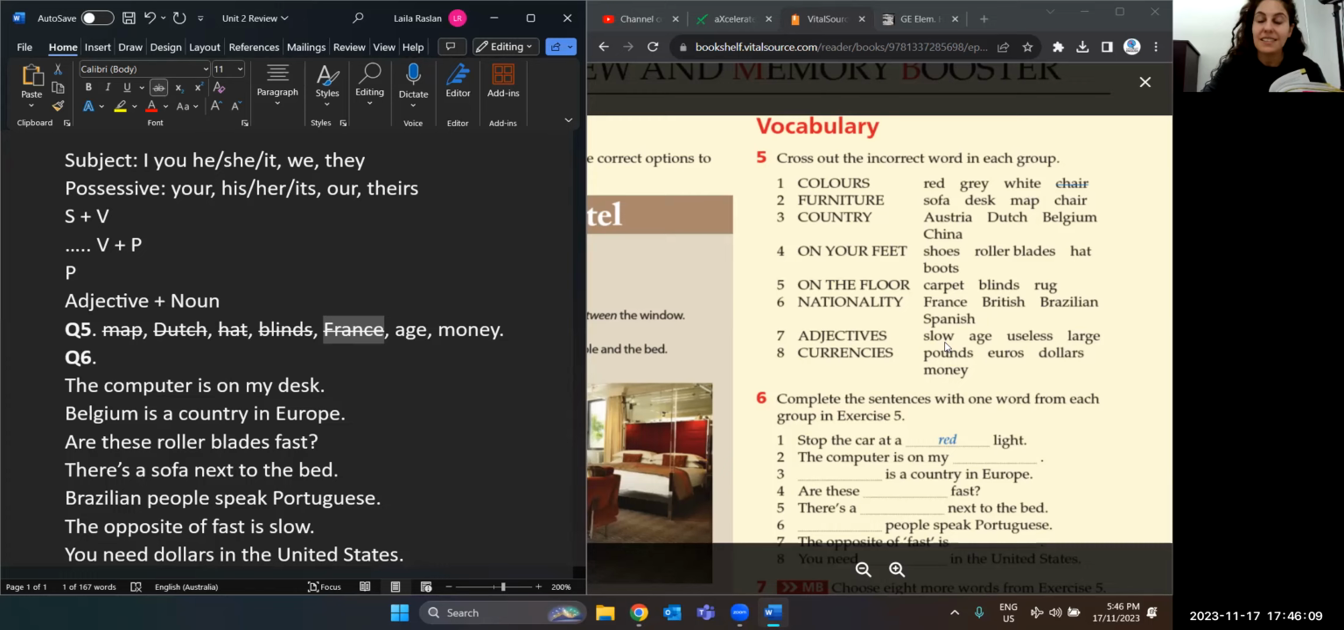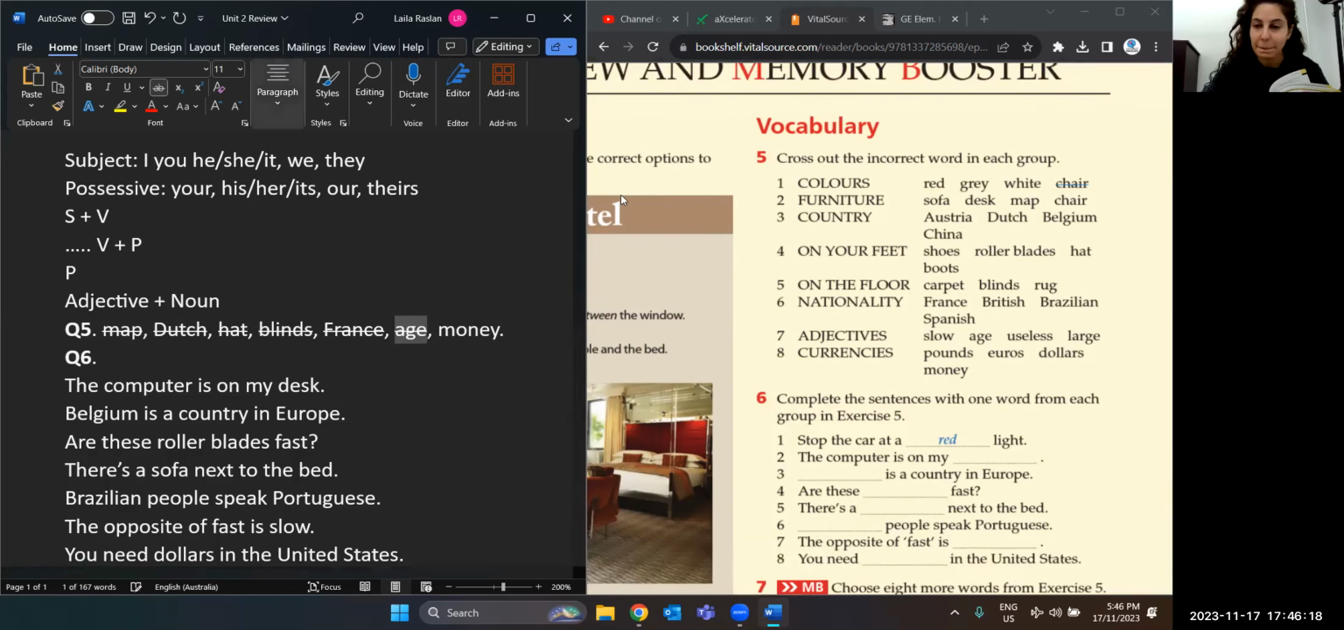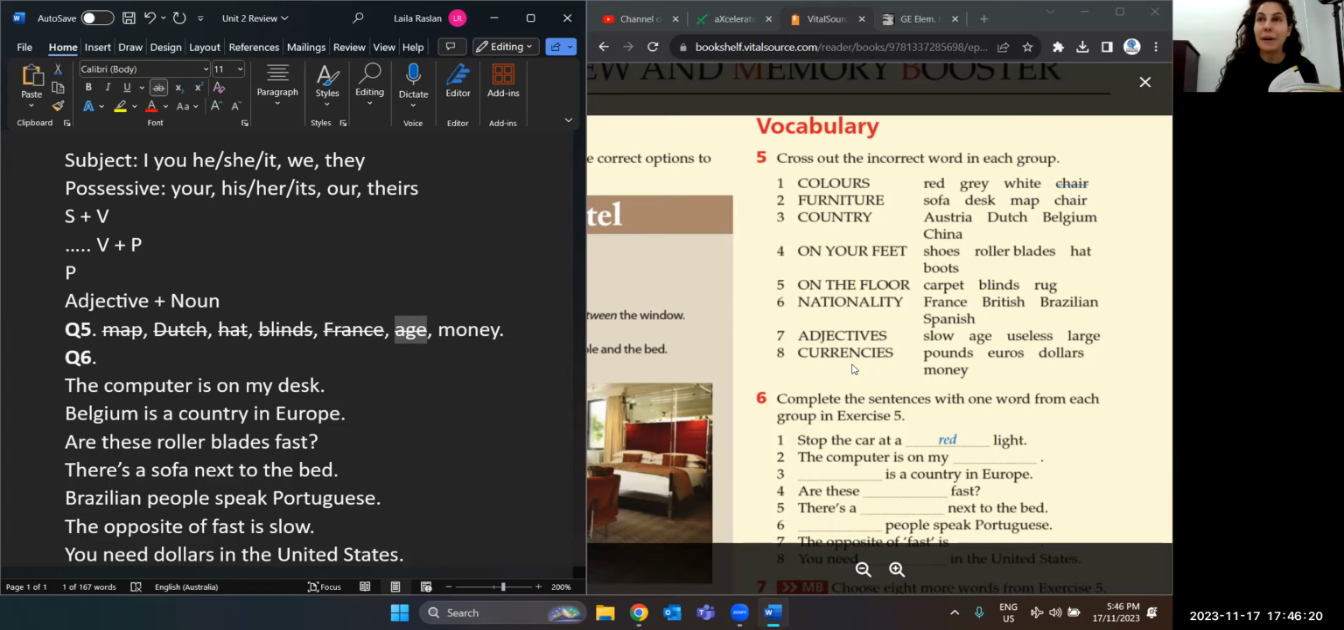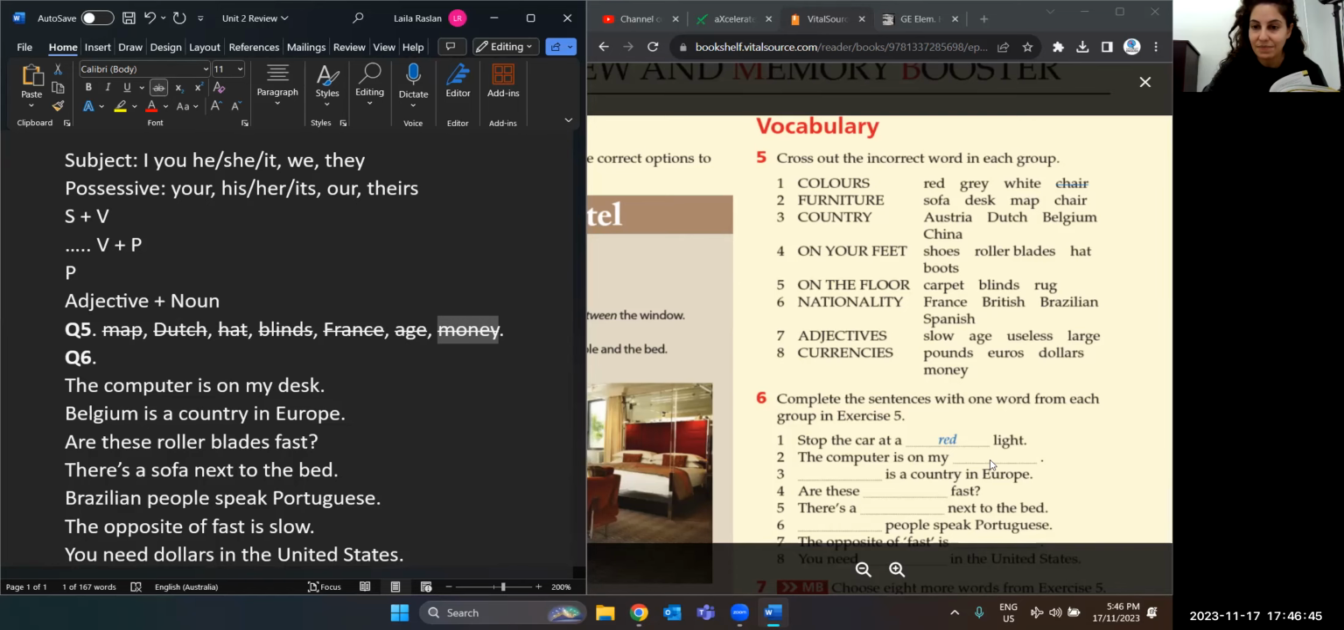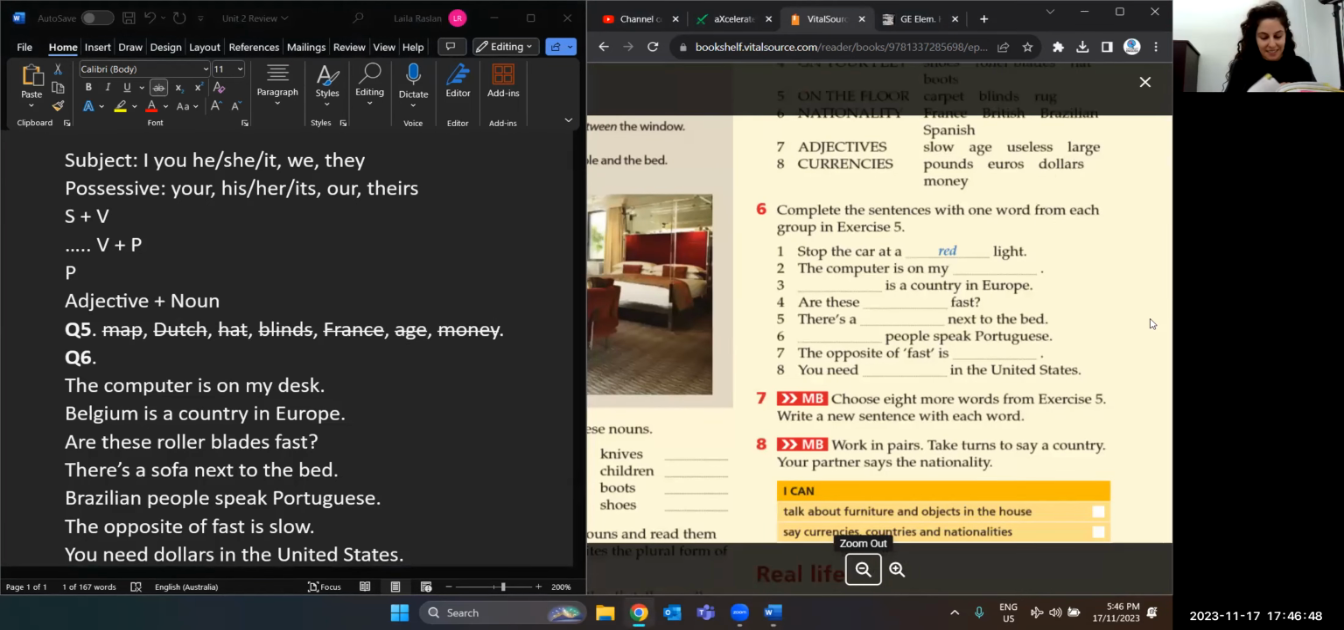Adjective, slow, yes. Useless, yes. Large, yes. Age, no, it's a noun. And currencies, remember we talked about money, so we know how to talk about how much something costs and say how much it costs, but we know that different countries use different types of currency. In Australia, we use the Australian dollars. So a pound, yes, that's from England. Euro, that's from Europe. Dollars, yes, in Australia. And money, no, because that's a noun. It's not a currency.